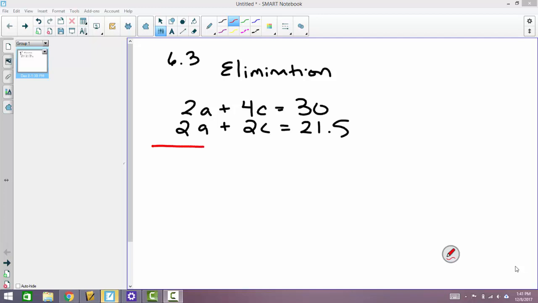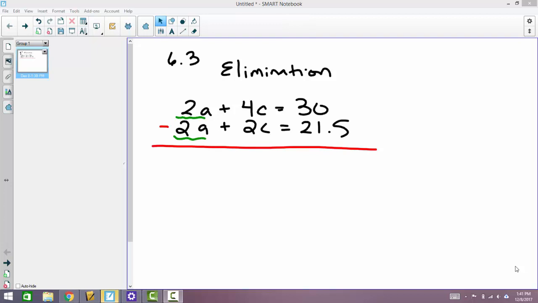So we're going to draw a line, and the goal is to eliminate one of the letters. So if you look at this A, the first two A's, this one right here and this one right here, they are the same. So if you subtract them, 2A minus 2A is 0A. So 0A, we don't even need to write that. It's like nothing. It doesn't even need to be there. I'm going to erase it. It's 0. Gone. Goodbye. Okay.